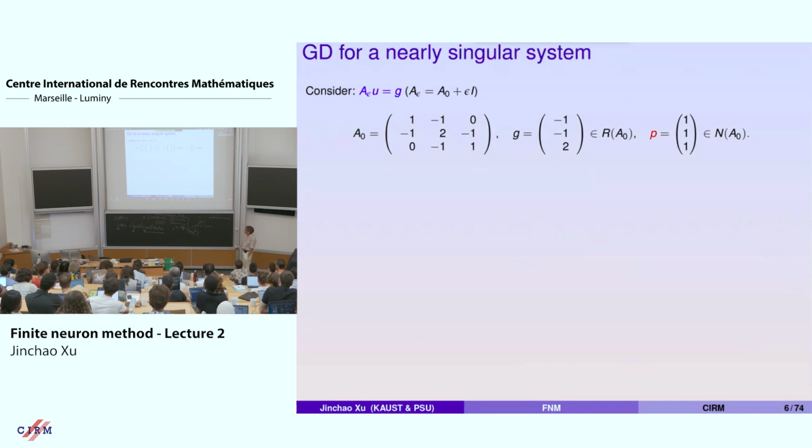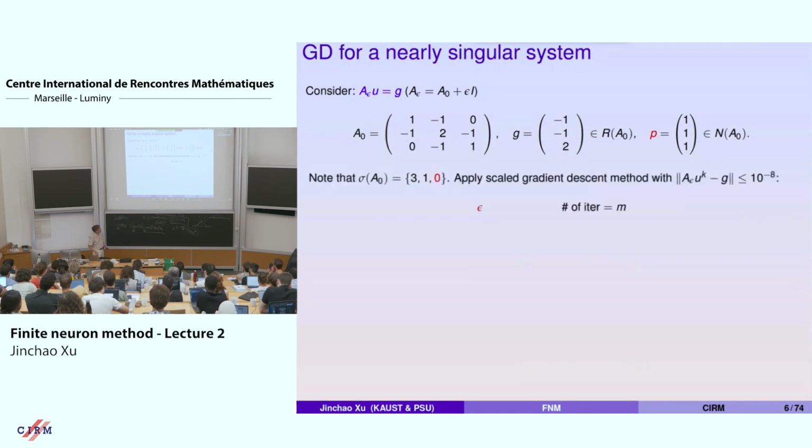of the ones. So if epsilon is positive, this is symmetric positive definite. Otherwise, it's a singular matrix. It has 3 eigenvalues, and 0 is one of them. So you look at the residual, say 10 to the minus 8. I'm going to do the gradient descent method. So you look at this one: epsilon equal to 1 takes 37 iterations.